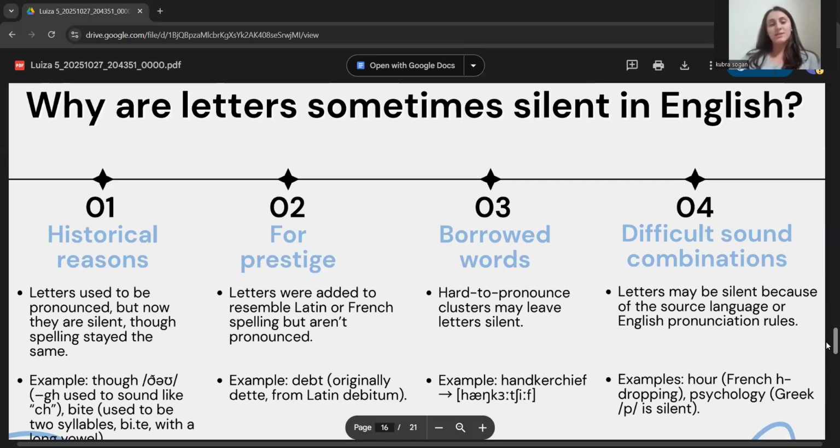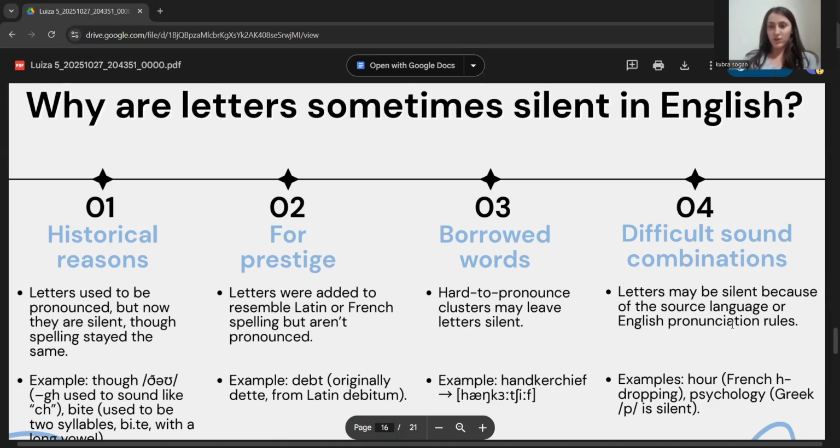The second reason is prestige. Letters were added to resemble Latin or French spelling, but are not pronounced. An example is debt, originally from Latin. And the third reason is borrowed words. Hard to pronounce clusters may leave letters silent. Example, handkerchief. And the fourth one is difficult sound combinations. Letters may be silent because of the source language or English pronunciation rules.